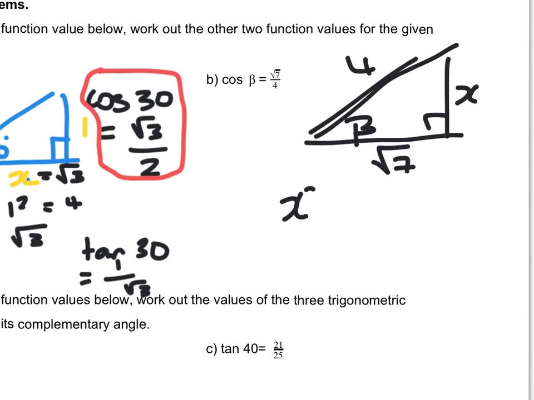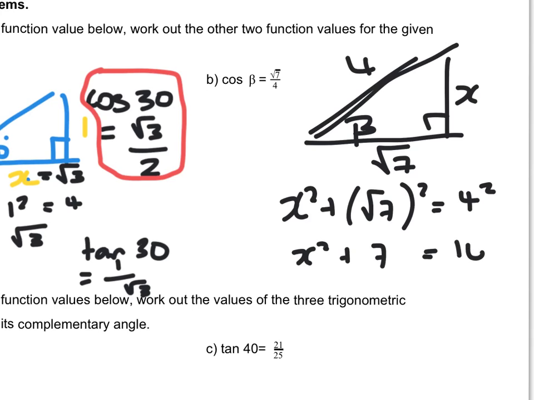So you're going to have x squared plus root 7 squared equals 4 squared. So it's going to be x squared plus 7 equals 16. So x squared is 9, x works out to be 3, right? Now I raced through that, but we should be able to handle that algebra at this point. So this here is 3. And now, to work out the sine of beta, you do opposite over hypotenuse, which is 3 over 4. And to work out the tan of beta, it's opposite over adjacent, 3 over root 7. Okay, so we should be able to do that.